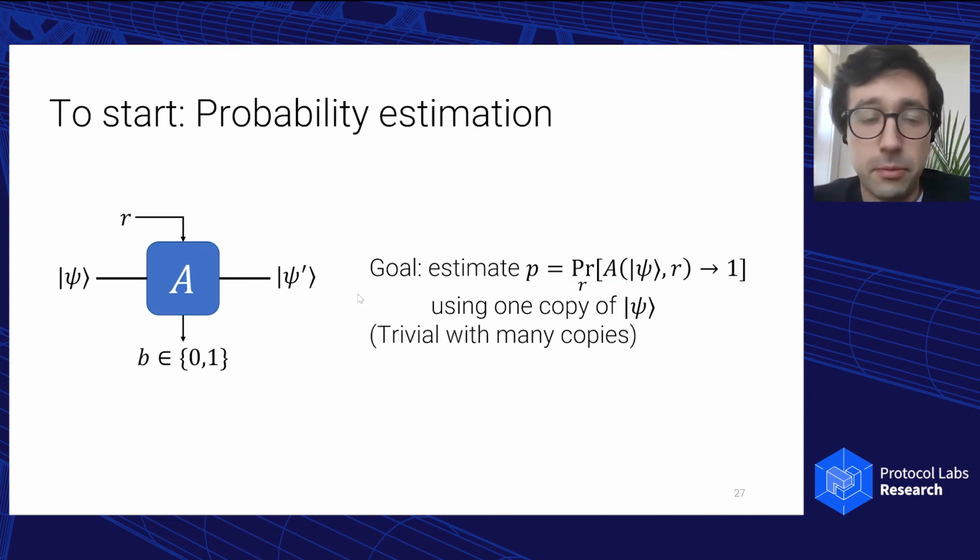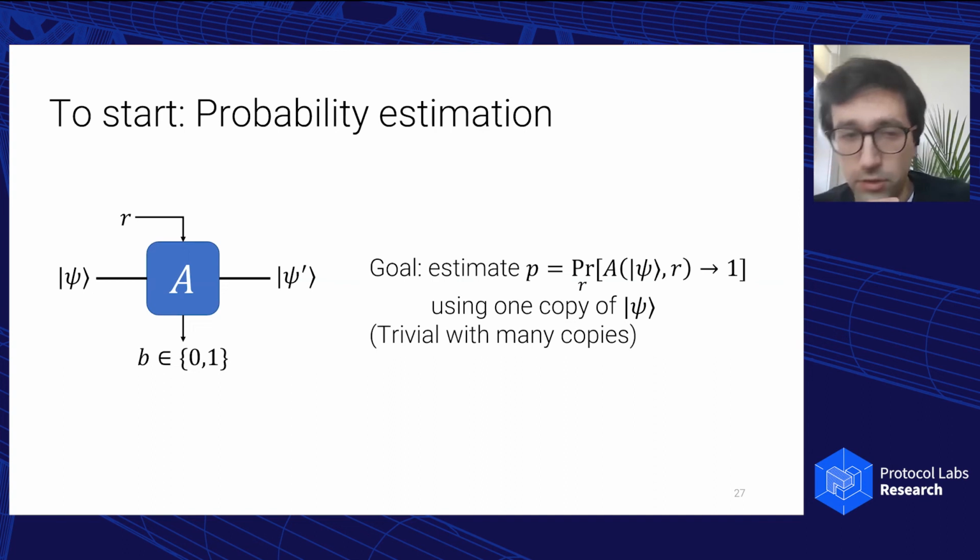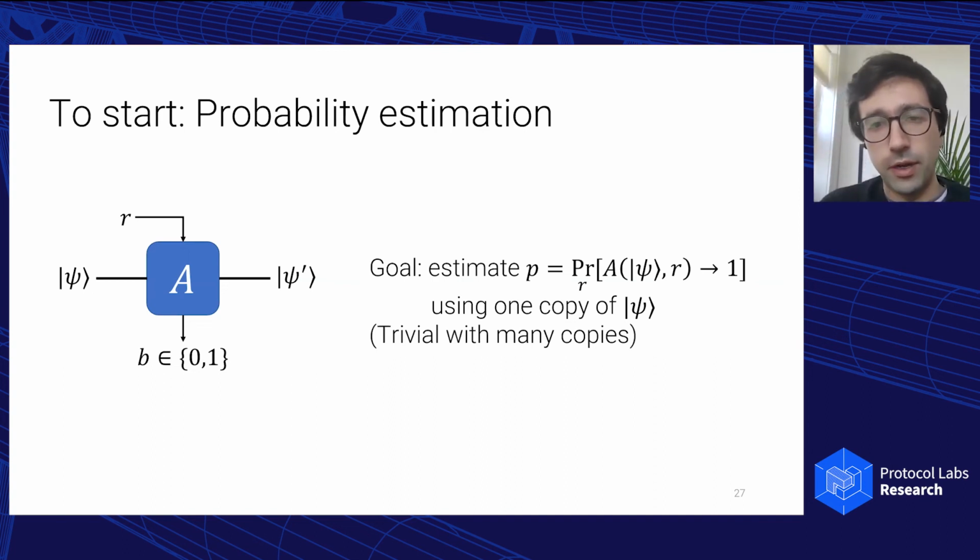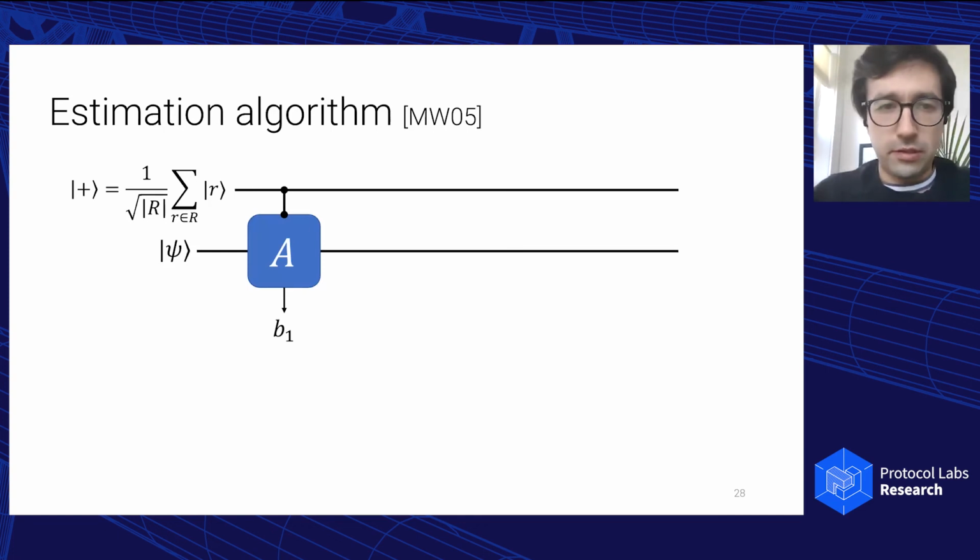Okay, so probability estimation is the following problem. You're given a quantum algorithm such that the probability over R that the algorithm outputs 1 is equal to P. And what you want to do is estimate P using only a single copy of the input state. So note that if you have many copies of the input state, then you could just run the thing a bunch of times, like in the classical rewinding thing, and then you take the average, and this would give you a good estimate of P. But here we only allow you to have one copy of the state. So how do you do it?